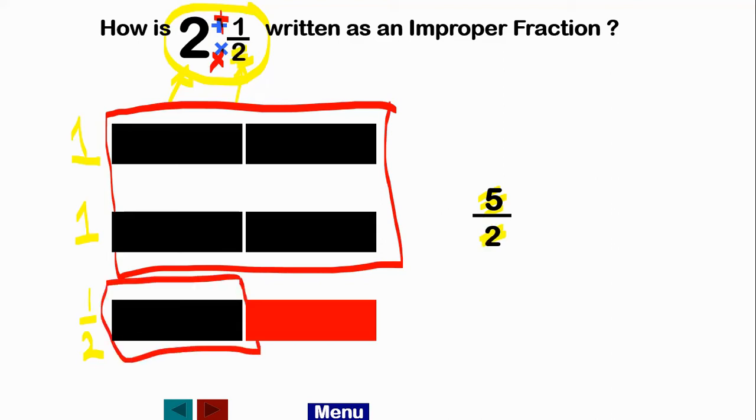In total, that would give me my 5, and the bottom number remains the same. So this 2 and this 2 remains the same. So it's just left as 5 over 2. That's a quicker method and involves less drawing than you might otherwise need. Let's have a look at the next one.